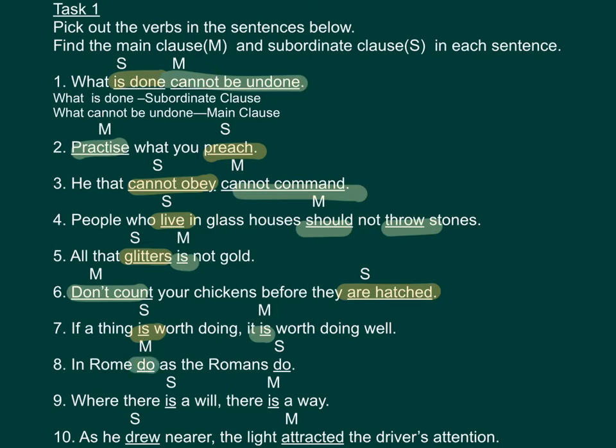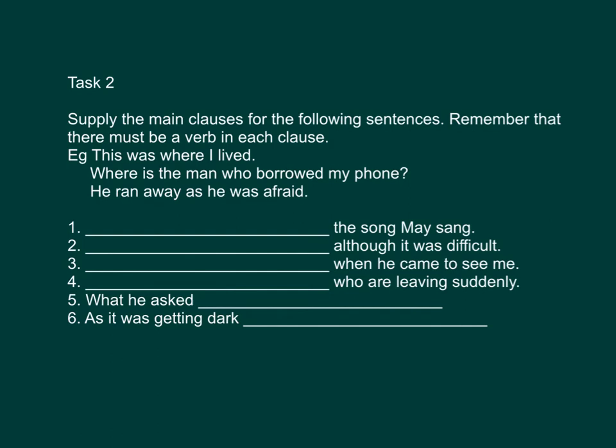In Rome, do as the Romans do. Where there is a will, there is a way. As he drew nearer, the light attracted the driver's attention. Task 2. Supply the main clause for the following sentences. Remember that there must be a verb in each clause.